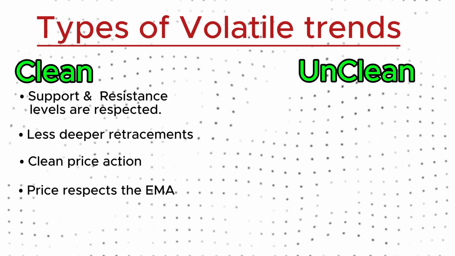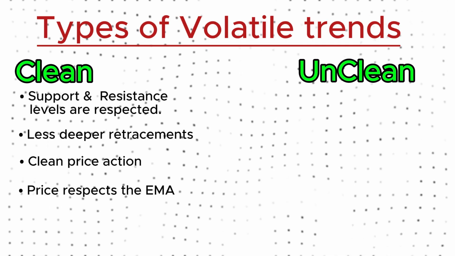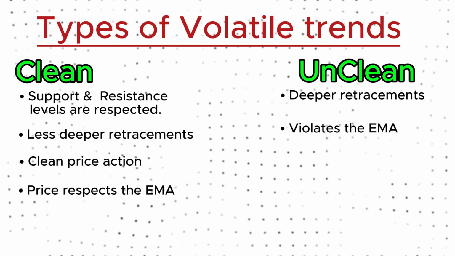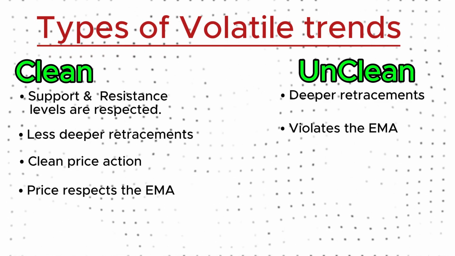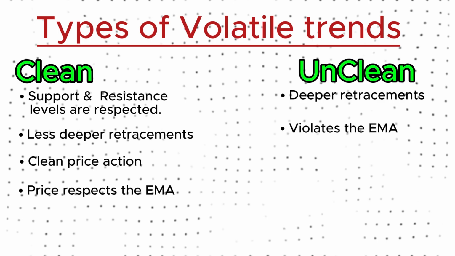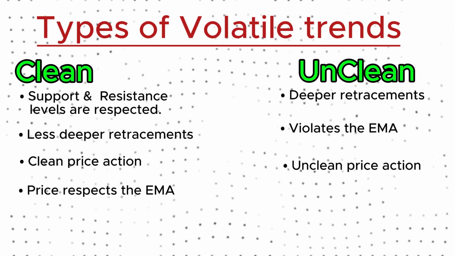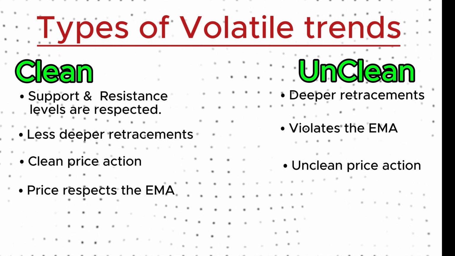In an unclean volatile trend, price doesn't respect previously broken levels. You'll see deeper retracements. Price will violate the moving average. There'll be movement above and below the moving average, irrespective of the direction of the trend. And the price action is basically very unclean. It's hard to tell what is going on, and there's a lot of uncertainty.